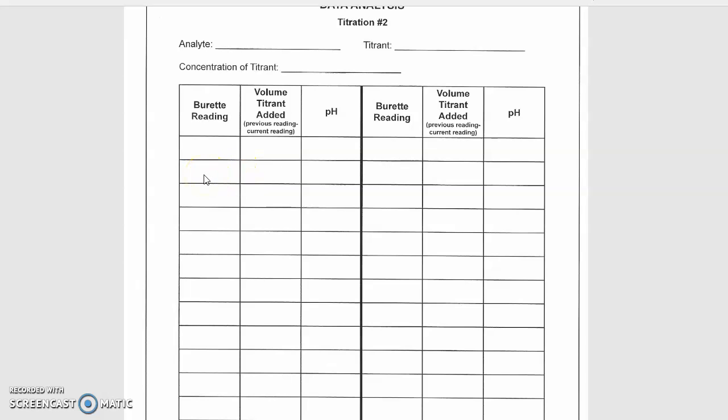Next reading is 44.00. So you've added 1 milliliter, and your pH reading is now 4.05. Quite a change. This is 42.5. So you've added 2.50 milliliters, and it's now 4.50. This right here is 40.00. So that means you've added 5 milliliters. Your pH is at 5. Then 37.50, 7.50, and this right now is 5.48.